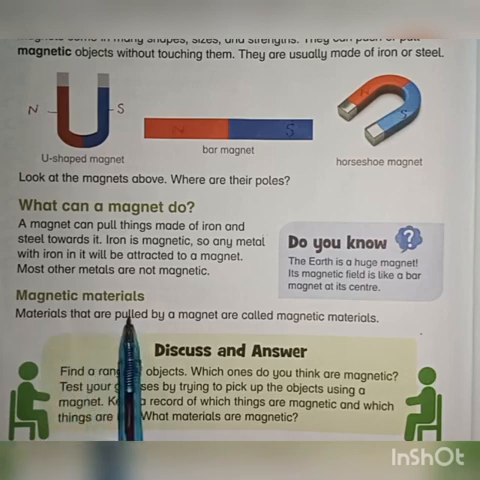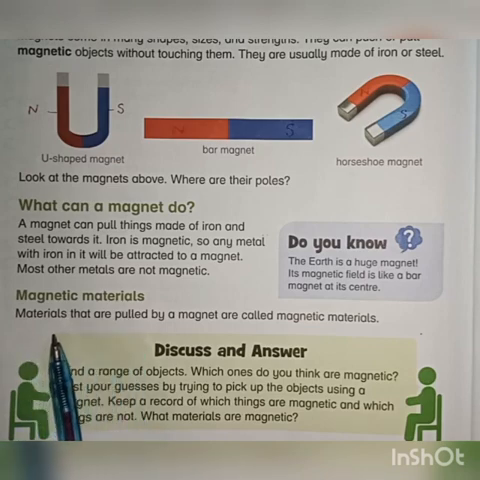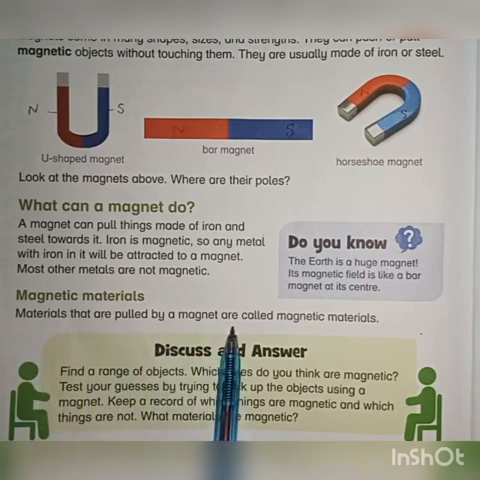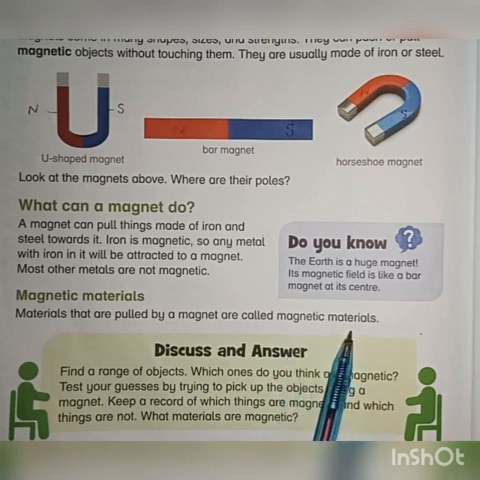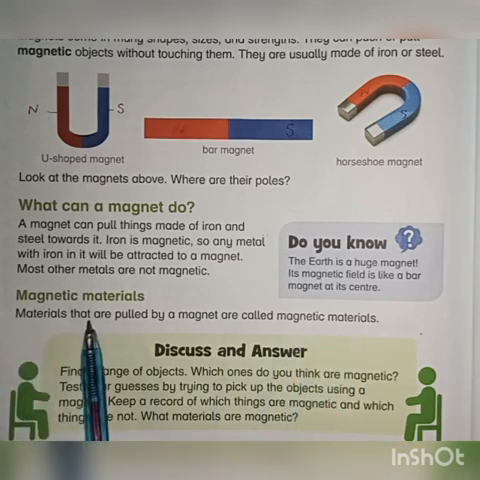Next, magnetic materials. Materials that are pulled by a magnet are called magnetic materials. What are magnetic materials? The materials which get attracted towards a magnet are called magnetic materials. For example, iron, nickel, and cobalt. These are examples of magnetic materials.